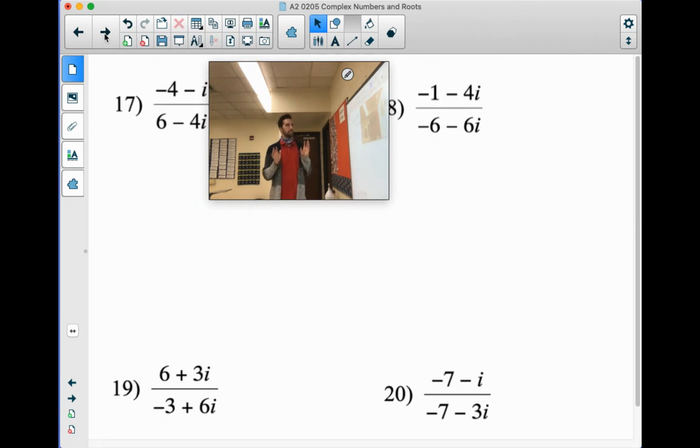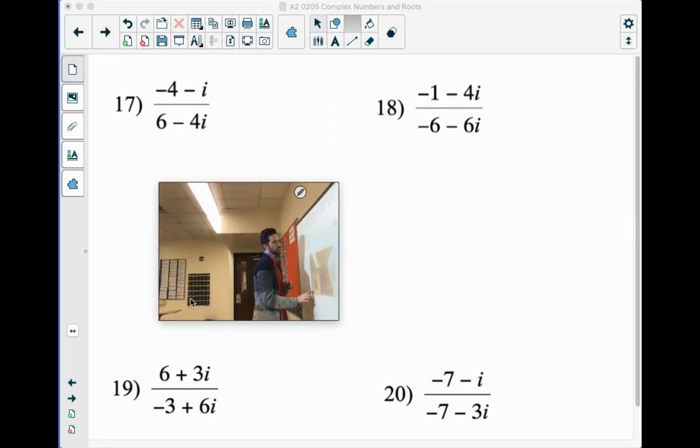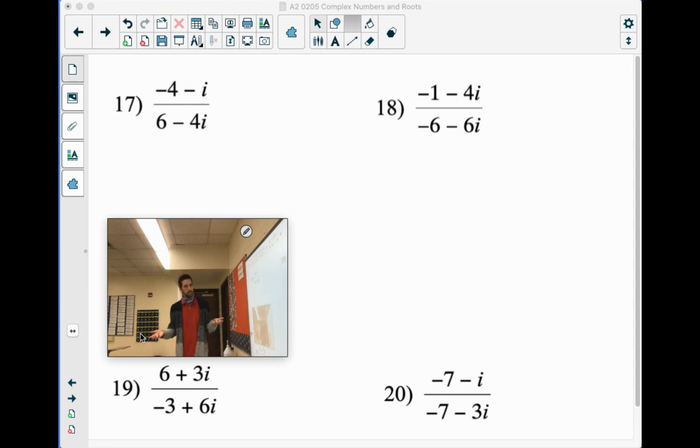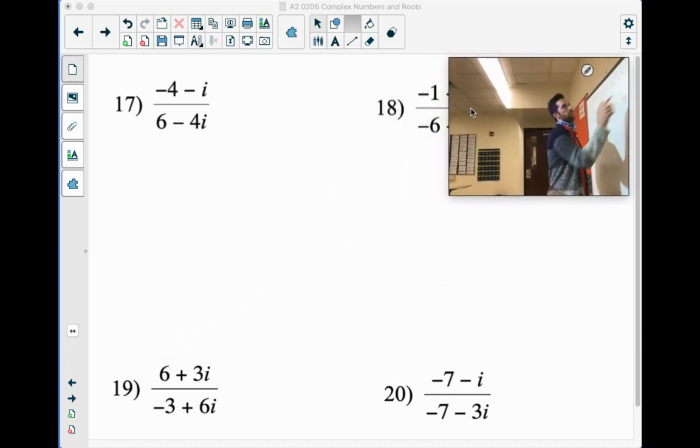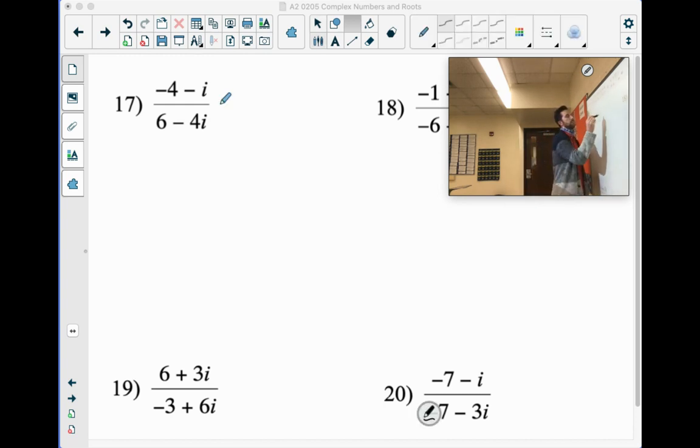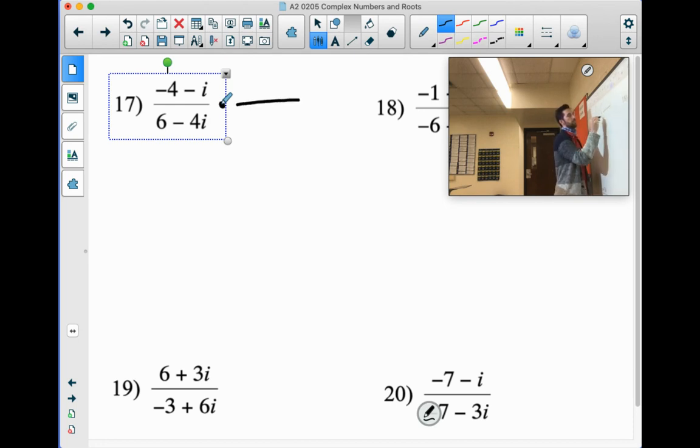Now to the last thing. It's the same thing we just did, but now you look and there's 2 terms in the numerator. So over there, number 17, we have negative 4 minus i over 6 minus 4i. So again, you can factor that if you'd like. That's fine. Let's do it without factoring though, and just see what we get. So we're going to multiply top and bottom by 6 plus 4i.